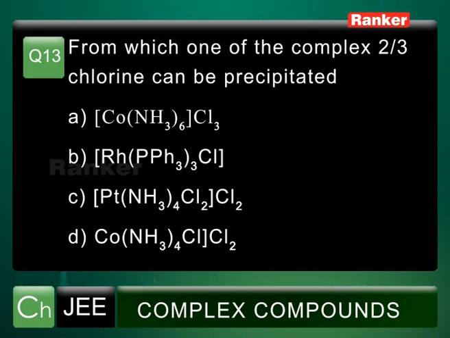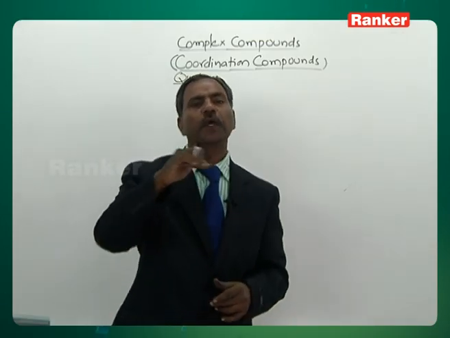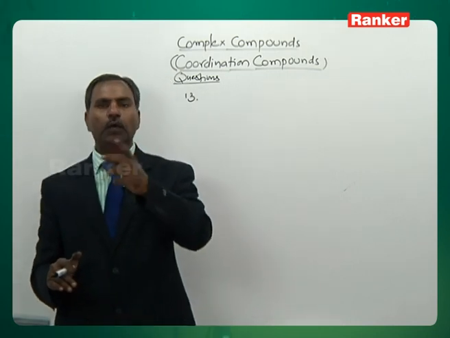Coming to option B. All the chlorides are inside. No chloride is precipitated. Coming to option C, total chloride ligands are 4. Out of 4, 2 are outside, 2 are inside. Therefore, 2/4 chlorides will come. And actually we want 2/3. Out of 3, 2 are precipitated.